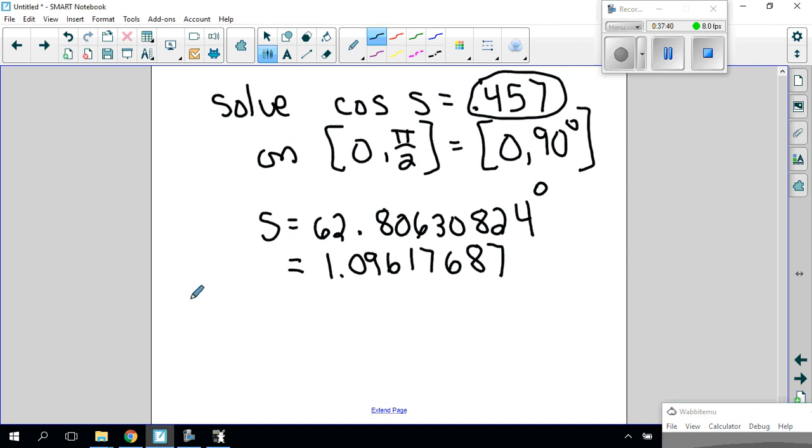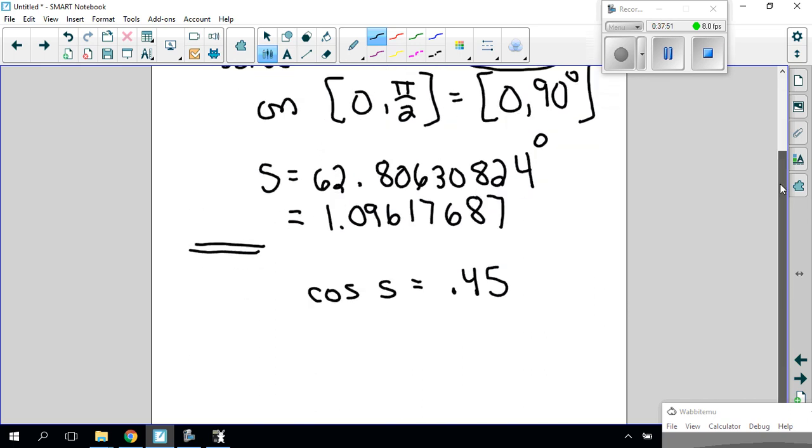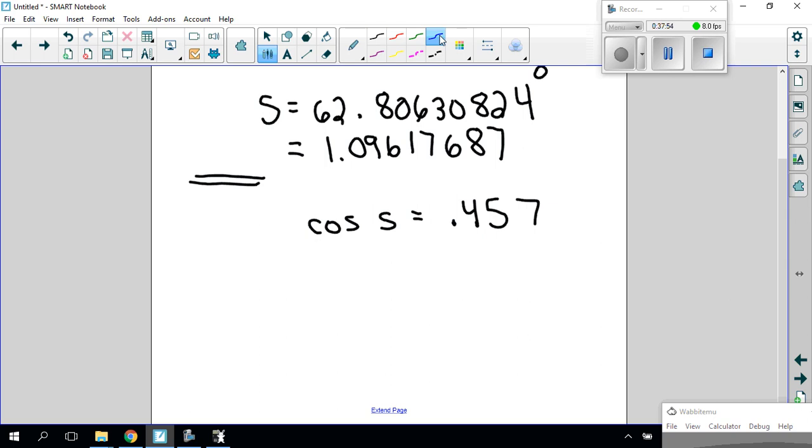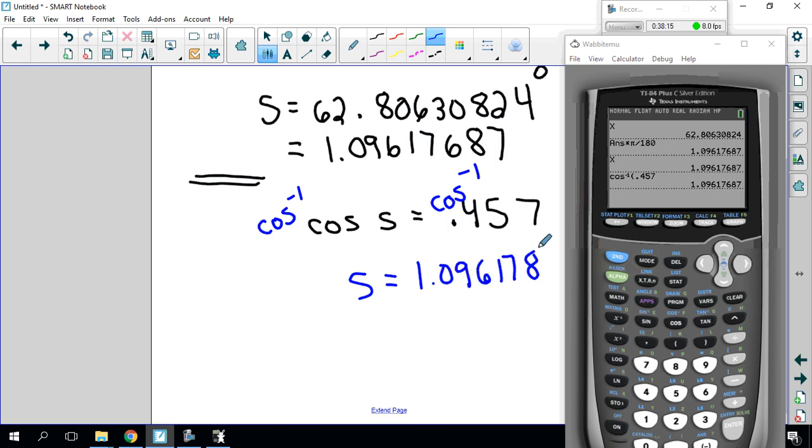So, finally, when does cosine S equal 0.457? All you do is inverse cosine it. Like you actually understand inverses. Just go ahead and do it, everybody. And you type into your calculator in radian mode, and you go inverse cosine of 0.457. 1.0961787.